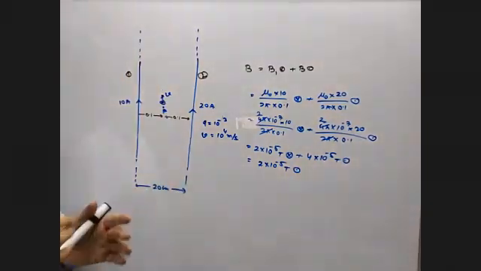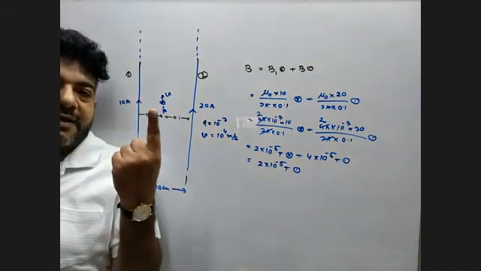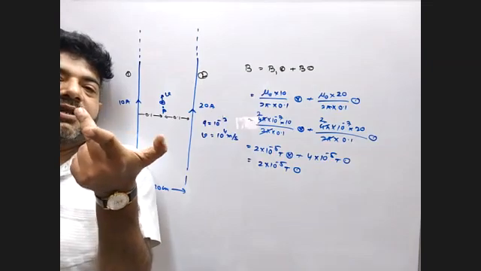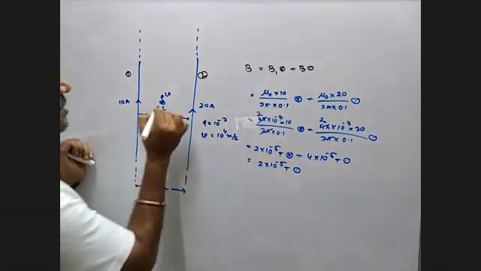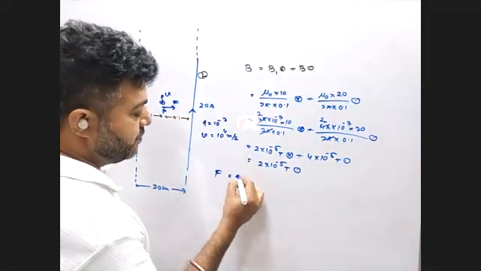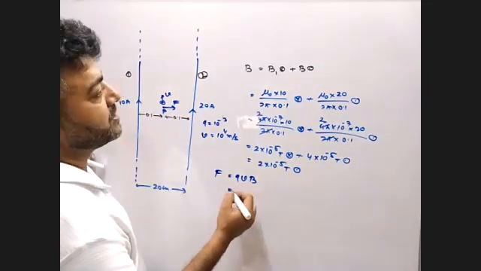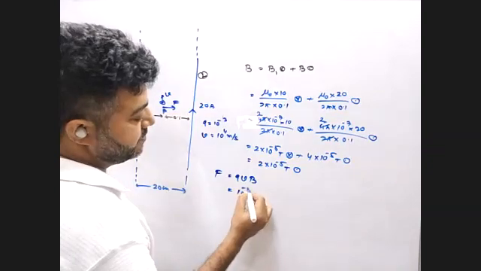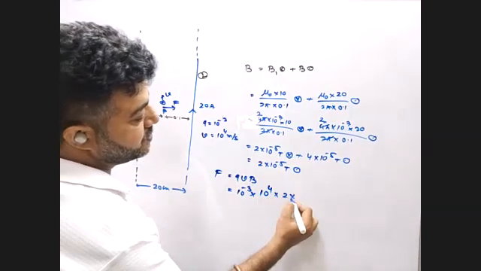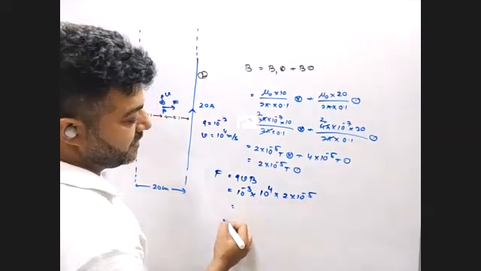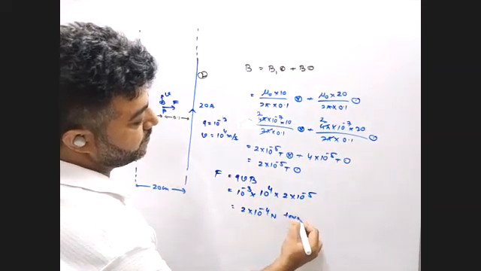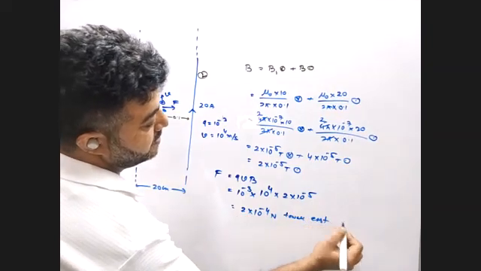What do you mean by dot? Dot means my magnetic field is outward. With my velocity of the charged particle, the force is applied towards the east. How much is the force? QVB. Charge is 10 to the power minus 3, velocity is 10 to the power 4, magnetic field is 2 into 10 to the power minus 5. So we can write 2 into 10 to the power minus 4 Newton towards east. Got it?